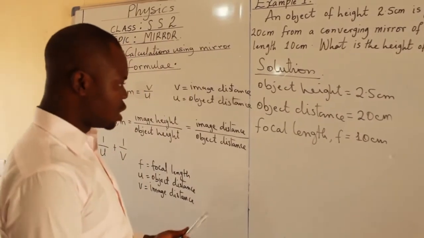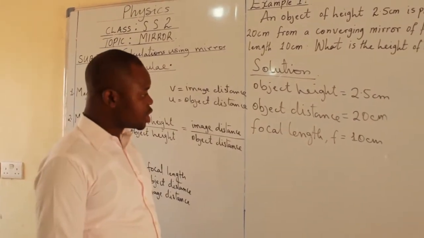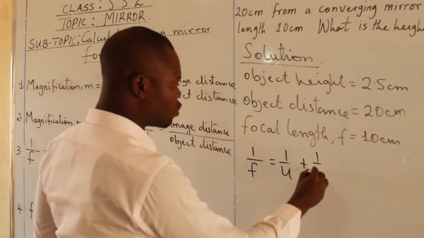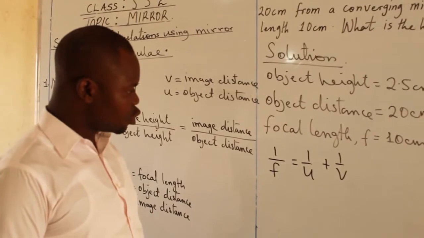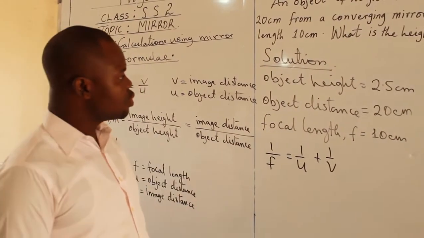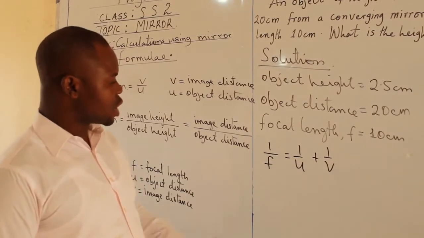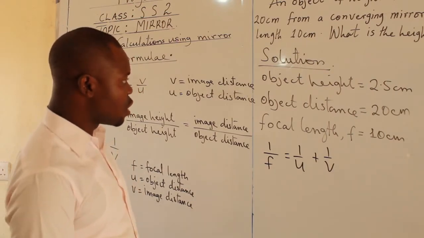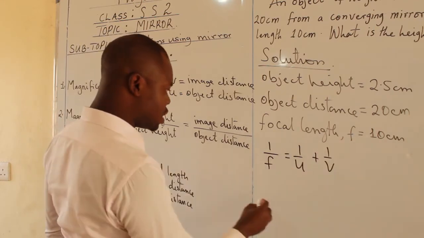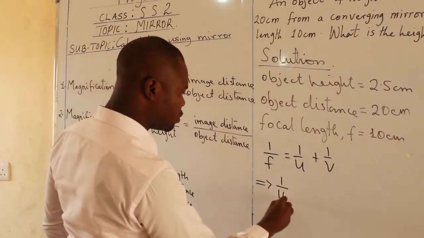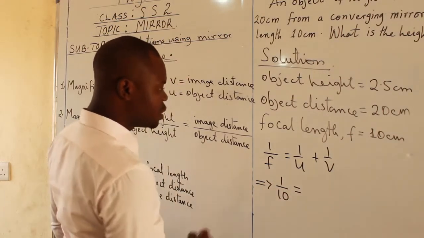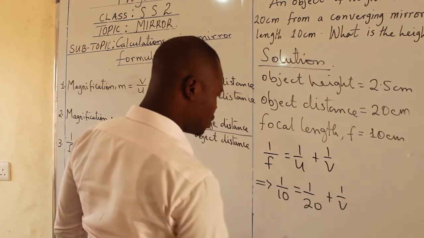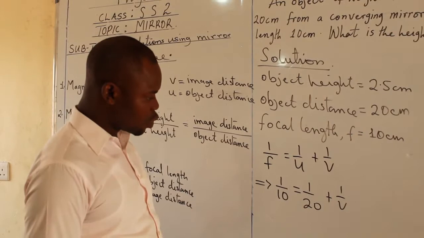So having all this, then we can go with one of the formulae we've already given earlier that says 1 over F equals 1 over U plus 1 over V. Now, you can substitute the parameters given so that you can find your V, where V is the image distance. So let us substitute and see what we're going to have. 1 over F, given that F, the focal length, is 10, so we have 1 over 10 equals U is the object distance, so we have 1 over 20, then plus 1 over V. So 1 over 10 equals 1 over 20 plus 1 over V.